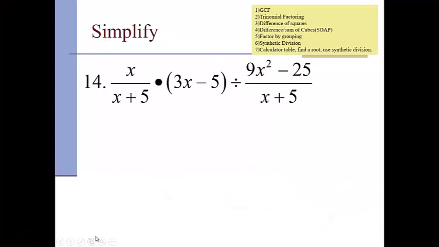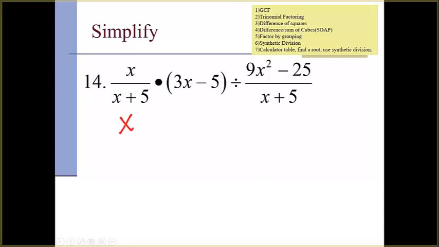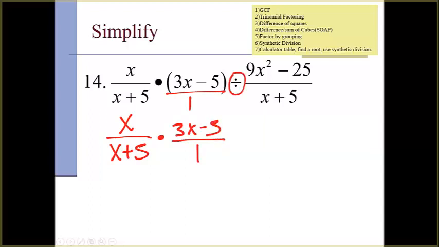All right, so how does this get a little bit harder? Well, instead of having 2, now you have 3 parts, which means you have 2 different techniques in one. So the first thing you want to do is write everything like you would. This is over 1, so we got 3x minus 5. That's over 1. This is a division, so you want to change that to multiplication by flipping it. And this is 9x squared minus 25. So here, now you can start factoring.